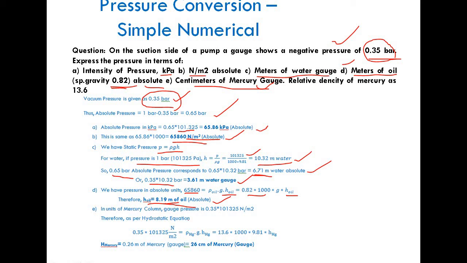So here, what is the gauge pressure? This value, 0.35 into 101.325. Because we need the value in mercury gauge, you have to substitute the gauge pressure 0.35. So 0.35 into 101.325 will give you rho g h, that is rho of mercury multiplied by g into h of mercury. What is the rho of mercury? Relative density of mercury is 13.6. So rho is 13.6 into 10 raised to 3, into g into h of mercury. Mercury head h, if you solve this, you will get the value as 26 centimeters of mercury gauge.